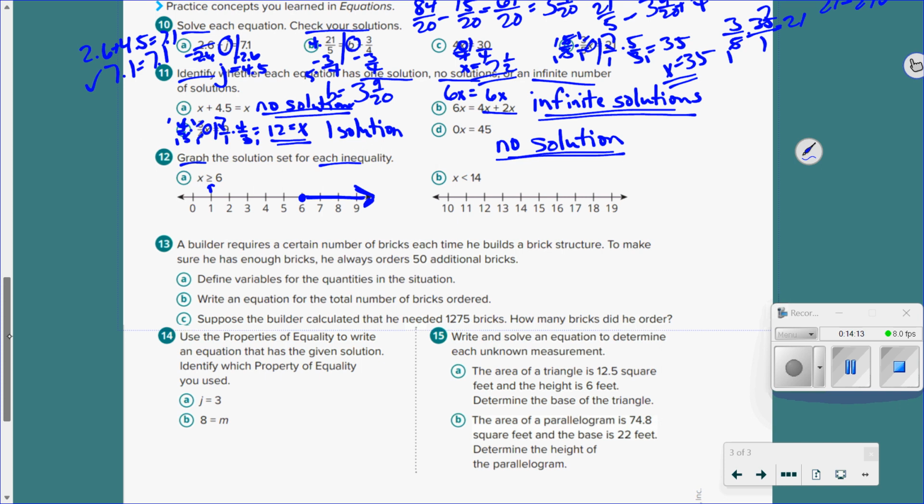Okay, a builder requires a certain number of bricks each time he builds a brick structure. Make sure he has enough bricks. He always orders 50 additional bricks.